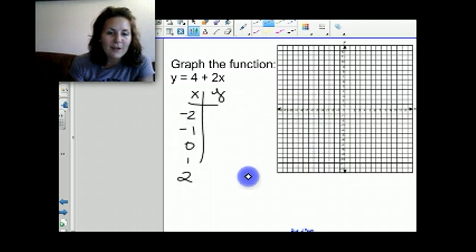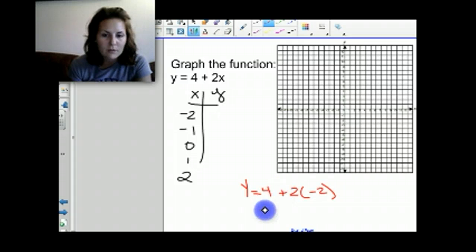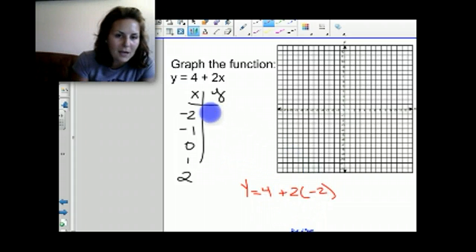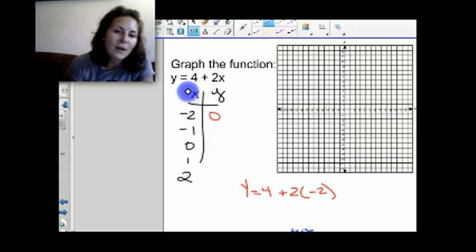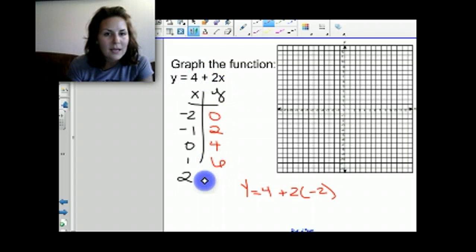Again, you plug your values in. Y equals 4 plus 2 times -2. 4 plus 2 times -2 is -4. I get 0. When I plug in -1, I get 4 plus -2 is 2. When I put in a 0, I get 4. When I put in a 1, I get 4 plus 2 is 6. And when I put in a 2, I get 4 plus 4 is 8.